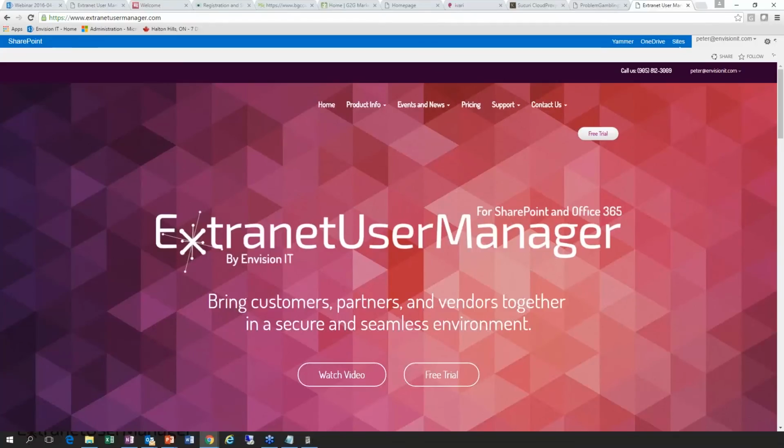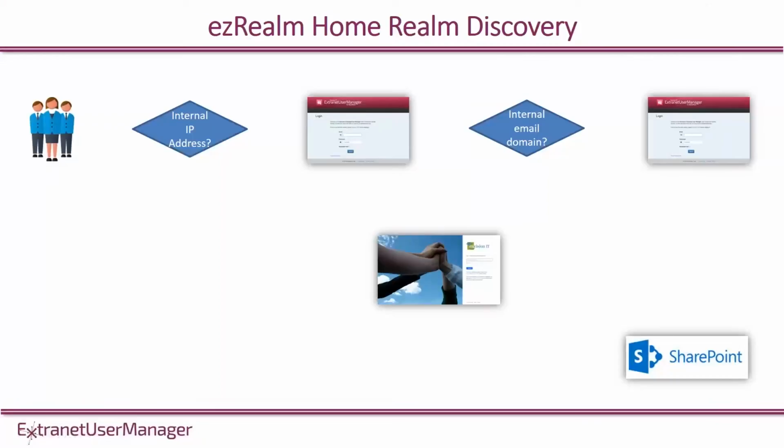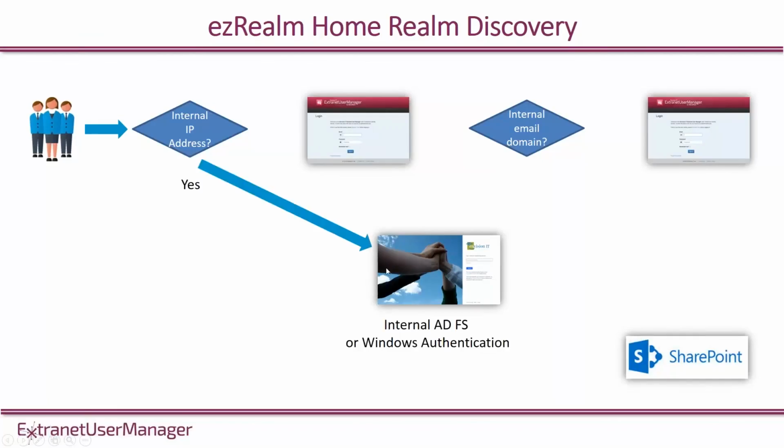Let me come back to my deck here. This idea of home realm discovery is a key feature as your internal staff are coming in, to try and make that as seamless a process as possible. I'll actually use our EUM site itself. So I go to eum.co, which is our shortcut to extranetusermanager.com. This is our public-facing site. You can actually register and sign in. That's what you need to do if you want to download a trial or get into the detailed documentation: you need to register on the site first.